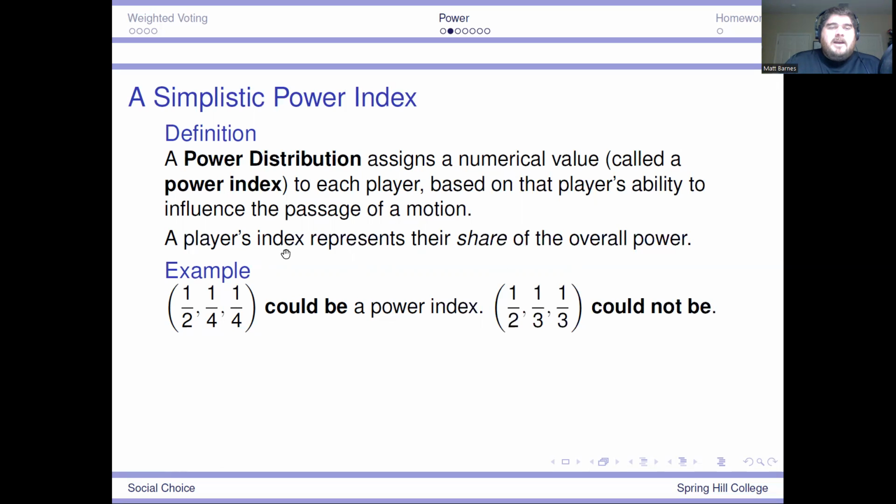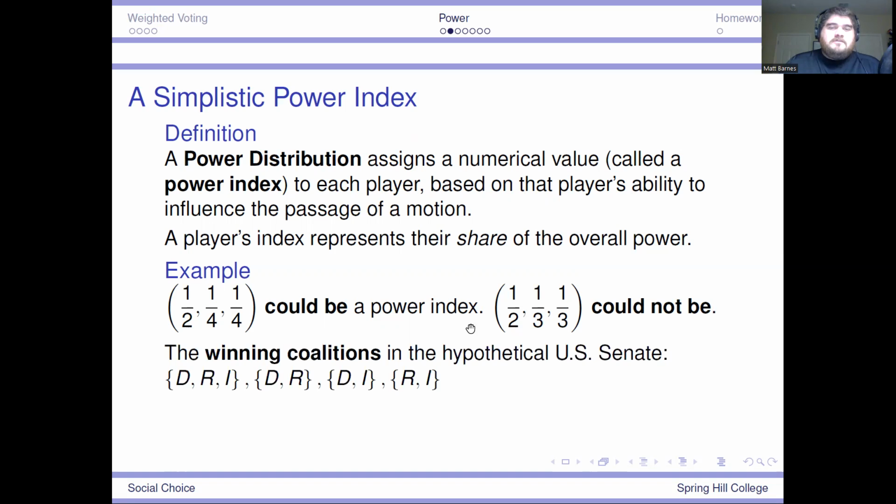So 1/2, 1/4, 1/4. That's totally a cool power index. Player 1 would have half of the power. Players 2 and 3 would each share a fourth of the power. And this is a valid power index because all of these together add up to 1. We're splitting up the total power, so we want all of it to add up to 1. This one could not be. This does not add up to 1, so this could not be a total power index.